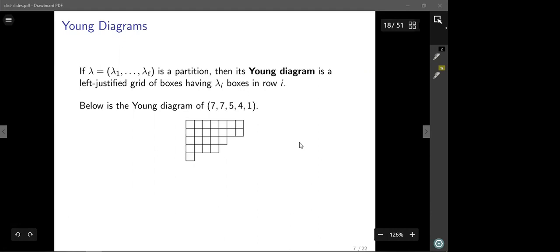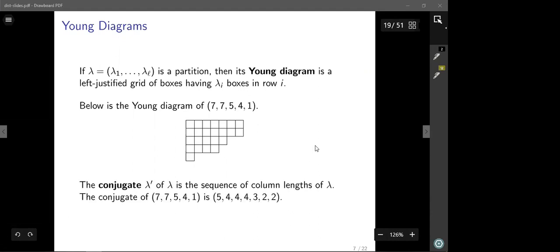A nice thing about this picture is that you can then read off what's called the conjugate partition of lambda. This is what you obtain by just flipping along the main diagonal. Or alternatively, you can think of it as the sequence of column lengths of lambda. So in this case, the conjugate would be 5, 4, 4, 4, 3, 2, 2, because those are the lengths of the columns. These Young diagrams are going to play an important role in what we're going to do next, and so far, everything I've said is completely standard.